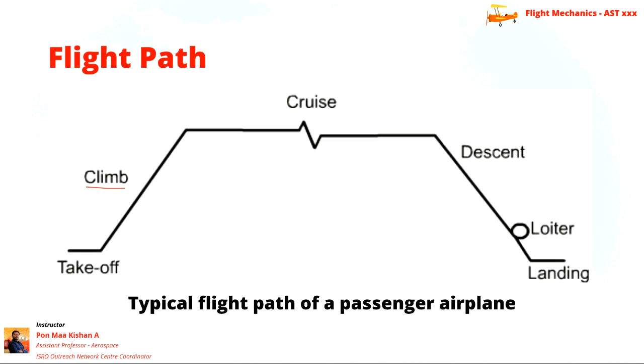What is loitering, sir? That's what I have told. Loitering is when the pilot is going to land at a particular airport, and the airport has traffic, with other aircraft taking off or landing. The ATC will request the pilot to go for loitering. The pilot has to revolve around the airport, rotate around the city, flying at a particular altitude. That is called loitering.